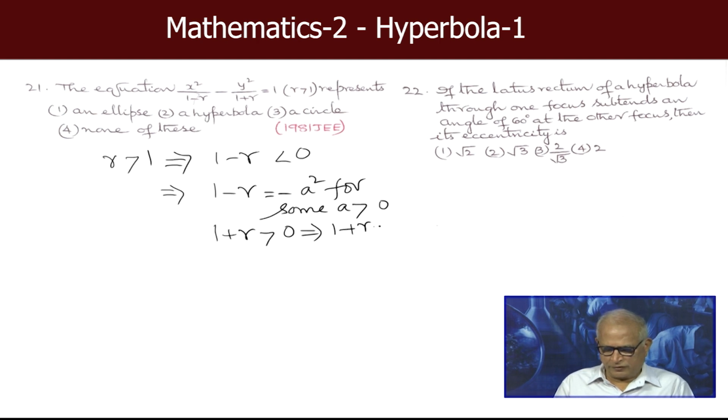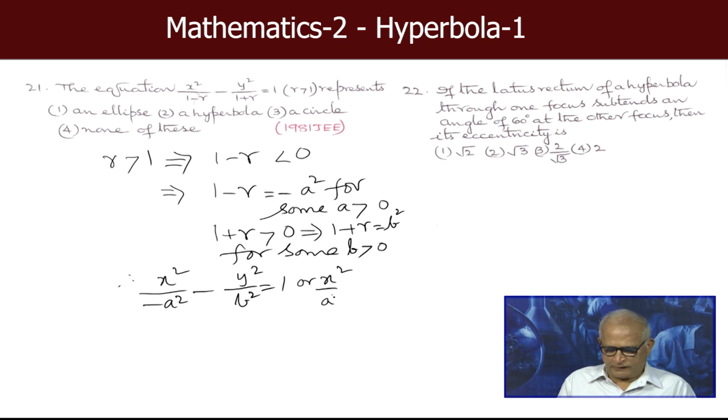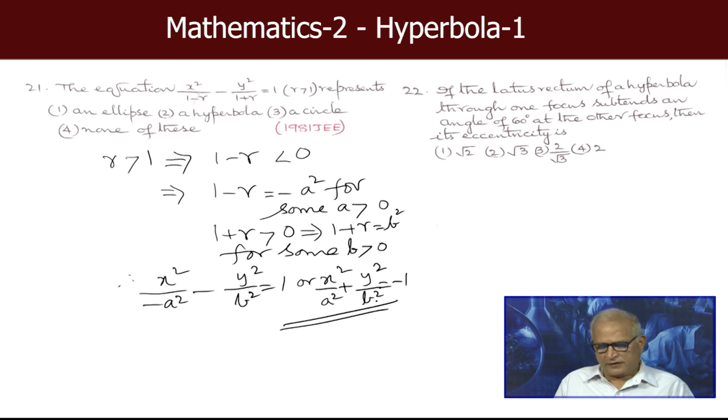One plus r equal to b square for some b greater than 0. Therefore, the equation takes the form x square by minus a square minus y square by b square equal to 1, or x square by a square plus y square by b square equal to minus 1. Well, what is the locus of this equation?